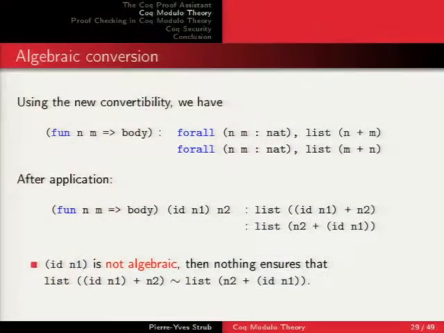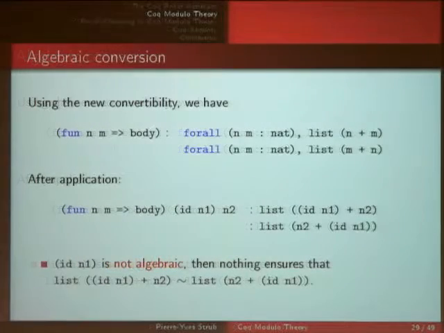And this could be a first definition of Coq with Presburger arithmetic. But this does not define a sound logic. Why? Because let's take that function. I take a function taking n and m, two natural numbers, and returning some list. The type is for all n m of type nat, I return a list of size n plus m, because the body is built like this. Using my new conversion rule, I know that this function is also of type for all n m of type nat, I return a list of size m plus n.